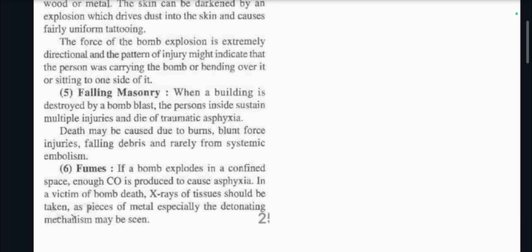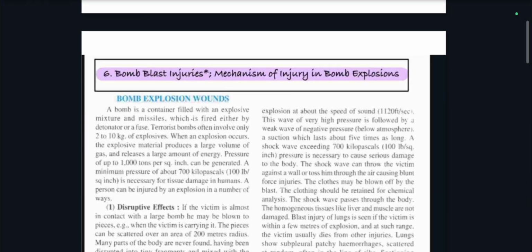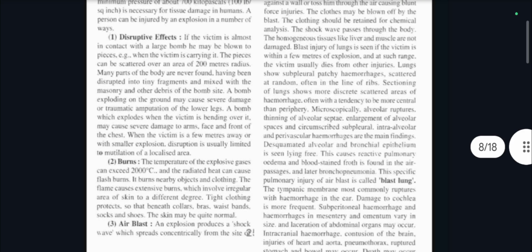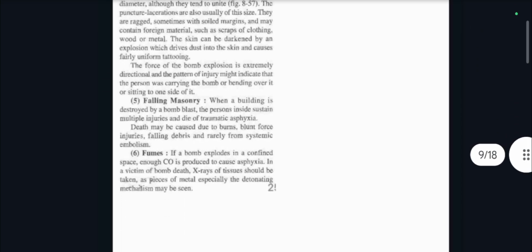What about fumes? Sixth point, if a bomb explodes in a confined space, enough CO is produced to cause asphyxia. In a victim of bomb death, X-rays of tissues should be taken as pieces of metal, especially the detonating mechanism, may be seen. So these were the 6 points under the types of bomb explosion, or say mechanism of injury in bomb explosions. So what are the ways in which a person can be injured by an explosion? Disruptive ways, number 2, burns, air blast, flying missiles, falling masonry, and sixth is your fumes.